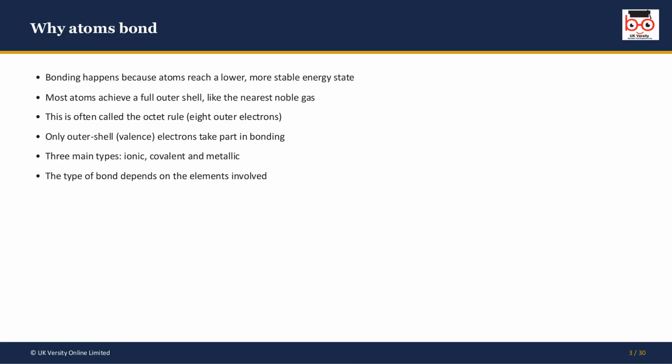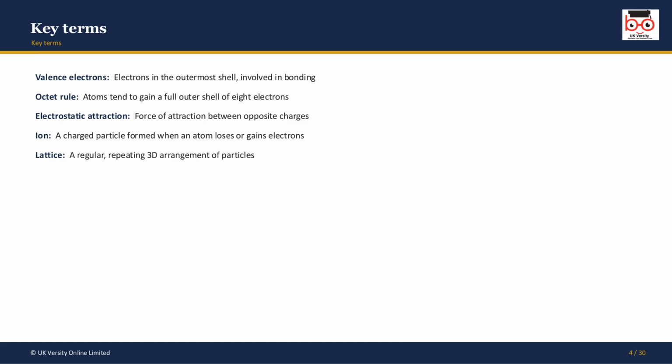Most atoms achieve this by getting a full outer shell, mimicking the nearest noble gas, an idea we call the octet rule, aiming for 8 outer electrons. Only the outer shell electrons, the valence electrons, take part. And there are 3 main ways they do it: ionic, covalent, and metallic bonding, with the type depending on which elements are involved. Some key vocabulary first.